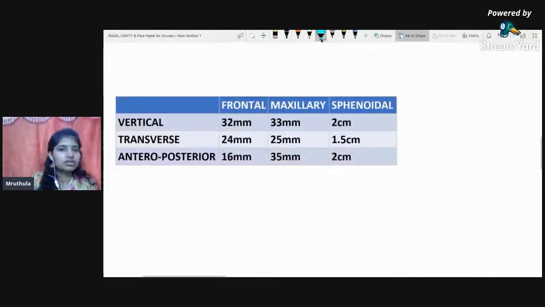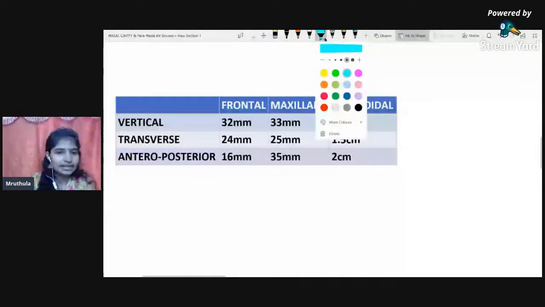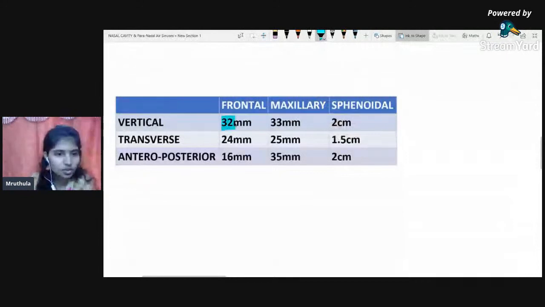So first, in the frontal sinus, how can we remember these numbers? 32, 24, 16. So first of all, what is this number? Vertical is the height of the sinus. Then transverse is the width of the sinus, and the anteroposterior is the depth of the sinus. Just keep that order, and then you need to memorize the numbers. So this is 32, 24, 16.